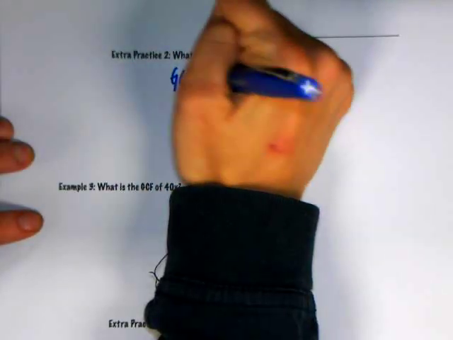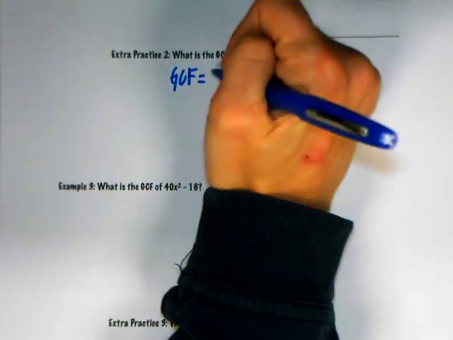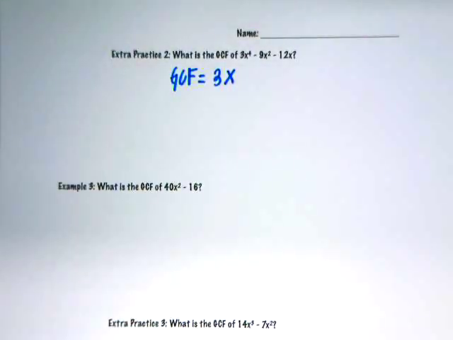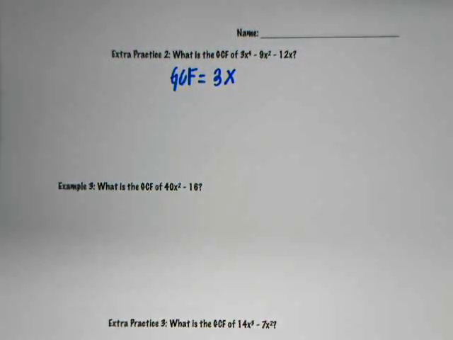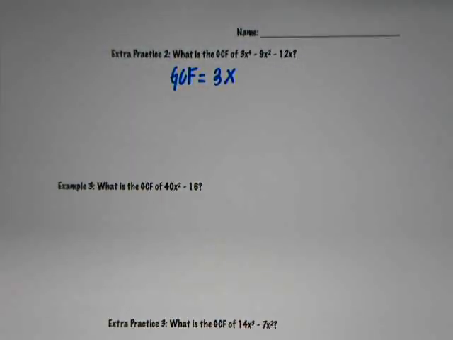Okay, so what did you guys get for the GCF for this one? 3x. Yep. Because they all have at least a single x, and then 3 is the biggest number they're all divisible by. Does that make sense, guys? Okay, good. All right, same thing on this one.